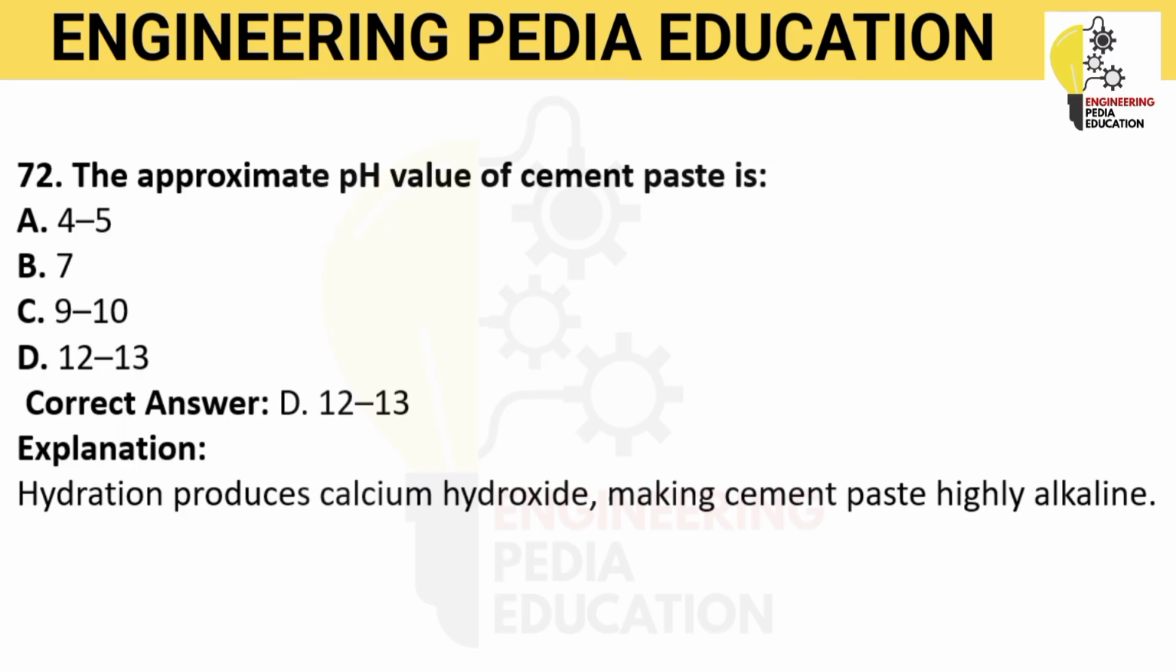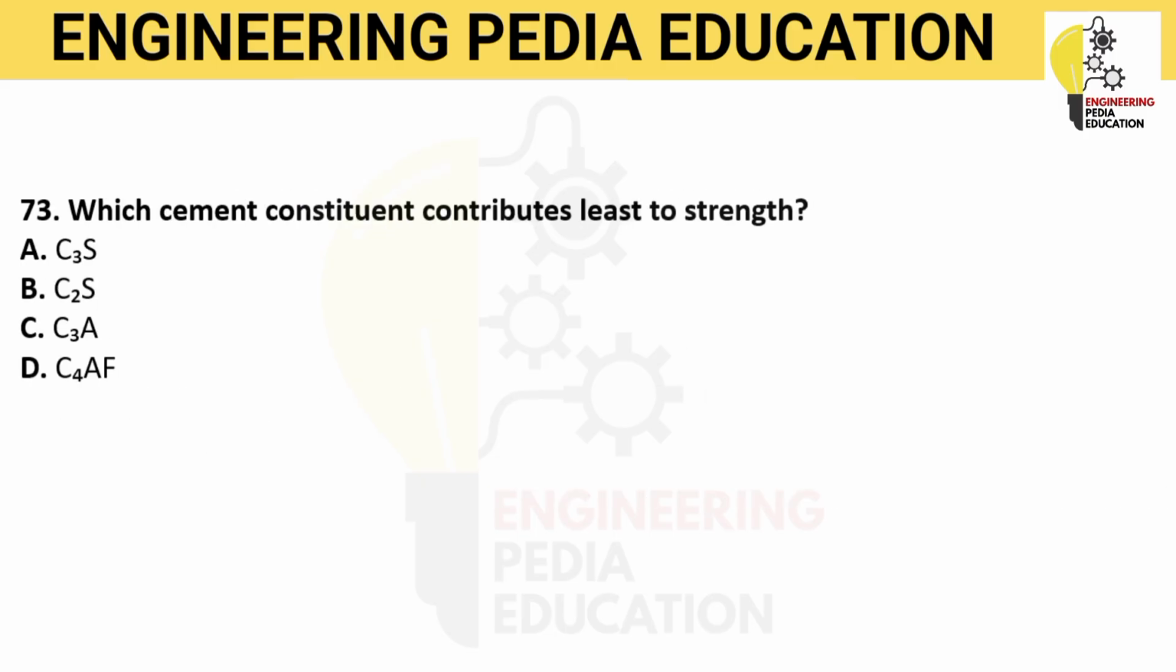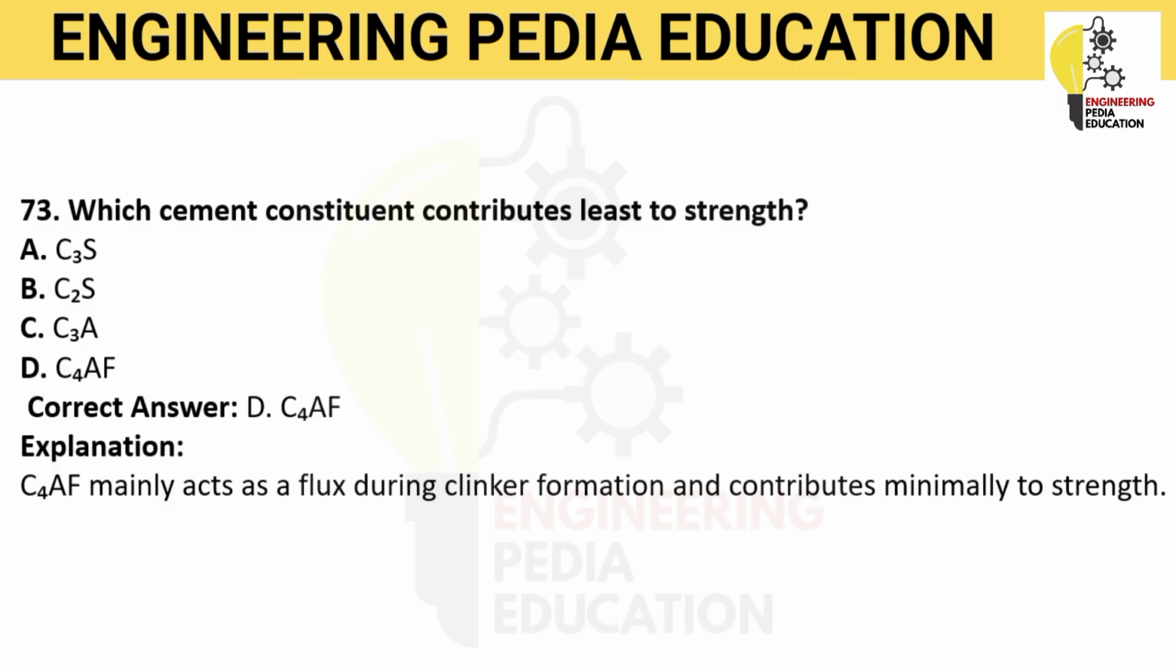Which cement constituent contributes least to strength? C3S, C2S, C3A, C4AF. So the correct answer is C4AF. C4AF mainly acts as a flux during clinker formation and contributes minimally to the strength.